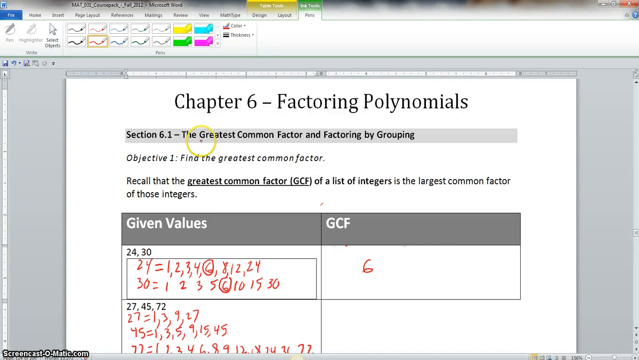Hello class, we're about to start Chapter 6, Factoring Polynomials. Section 6.1, the greatest common factor and factoring by grouping. Objective 1, find the greatest common factor.